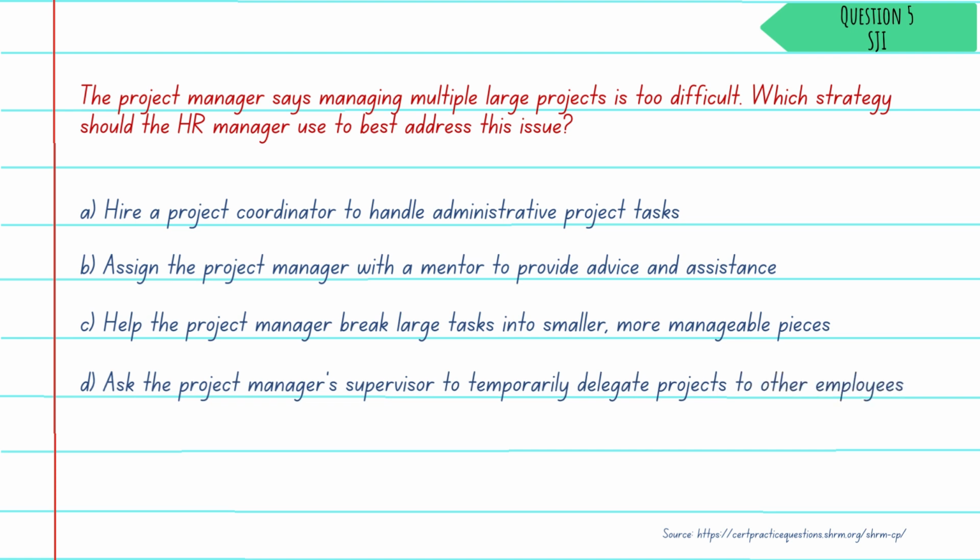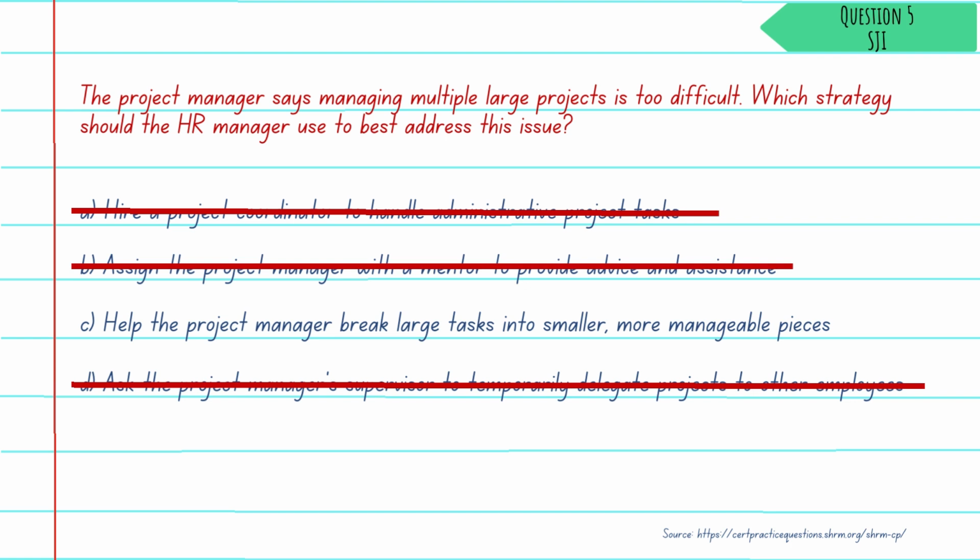Something important to remember here is when someone comes to HR asking for help and support, the response should not be to remove or punish those who ask for support. Hiring a project coordinator to handle administrative tasks or asking the manager's supervisor to delegate things to other employees on the team would be taking something away from those who asked for help. Assigning a mentor to provide guidance and assistance will not provide actionable assistance to the project manager. Therefore, the correct answer is C. Help the project manager break large tasks into smaller, more manageable pieces.